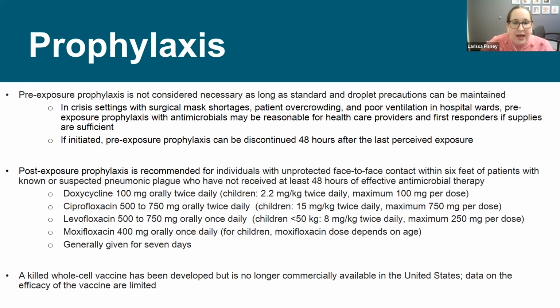And then in terms of optimal duration, it's not entirely clear, but if initiated, pre-exposure prophylaxis can be discontinued at 48 hours after the last known exposure.